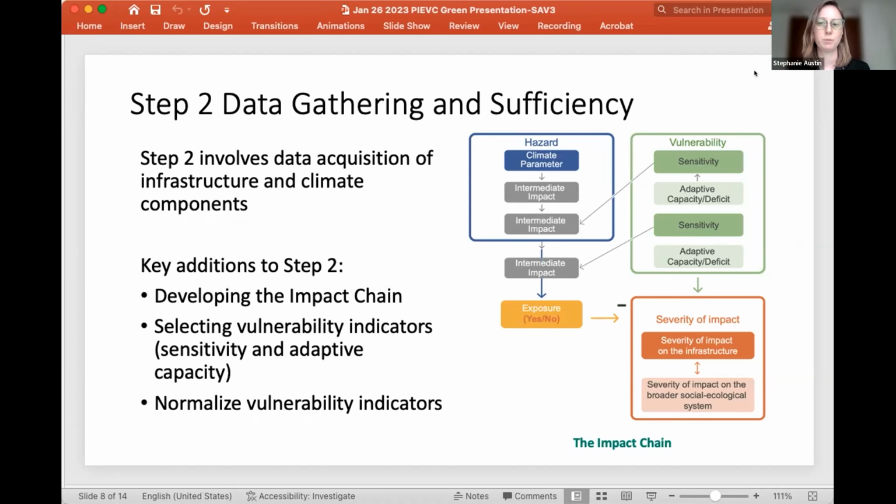So when we are working with vulnerability indicators, we will identify sources of sensitivity or adaptive capacity or deficit and translate them to indicators, then normalize the indicators into a unitless value with a common scale. So for example, a sensitivity factor could be the lack of vegetation on a slope next to the infrastructure asset in the context of erosion. And an indicator for this could be the percent of the slope not covered by vegetation. So this kind of methodology is directly from the GIZ climate risk assessment for ecosystem-based adaptation methodology. Next slide, please.